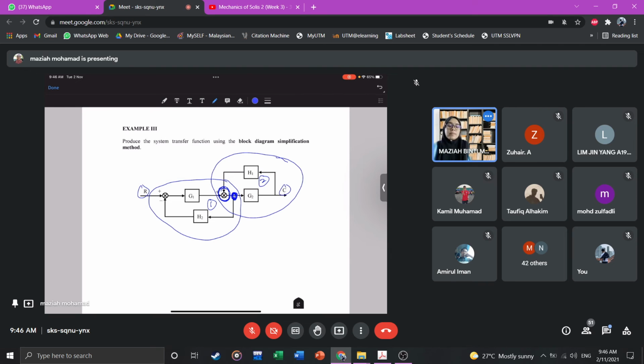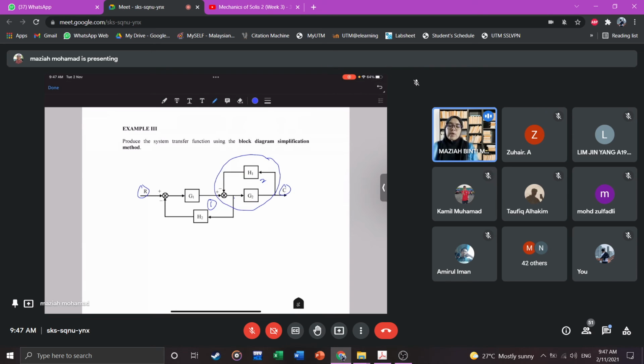Okay, due to the pick-off point between the summation point and G2 there, we cannot solve the feedback loops. So in order to do that, we have to move either the summation point or the pick-off point. All right, so let's say that we're going to start with the second loop here.